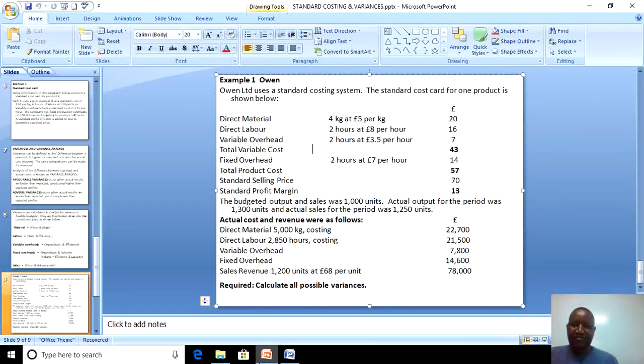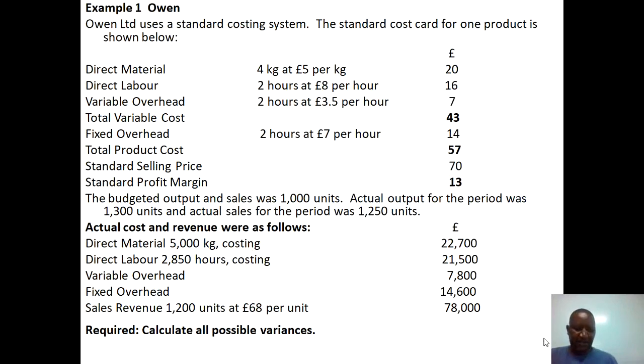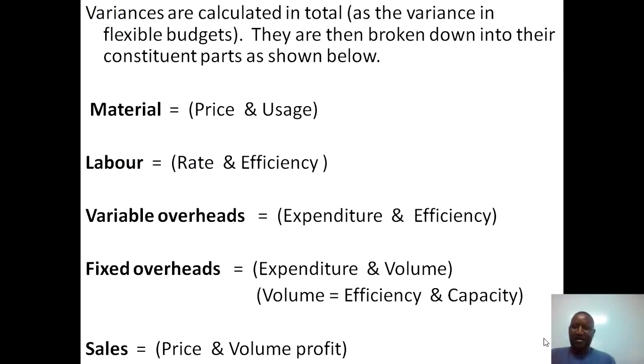So that's how we calculate variances. We have looked at how we calculate material variances, labor variances, and variable overheads variances. In the next video, I will talk about the fixed overhead variances and the sales variances, and then we'll wind up by looking at possible reasons for these variances.